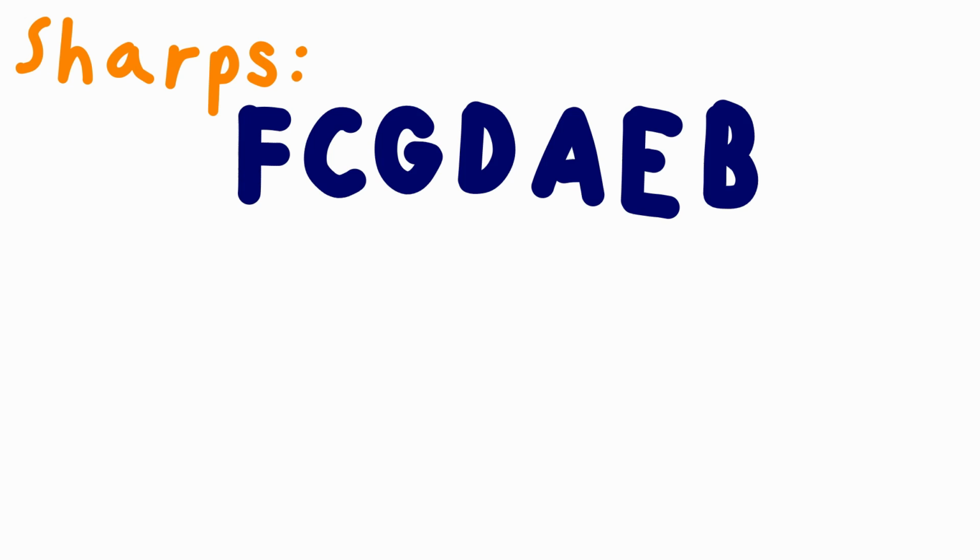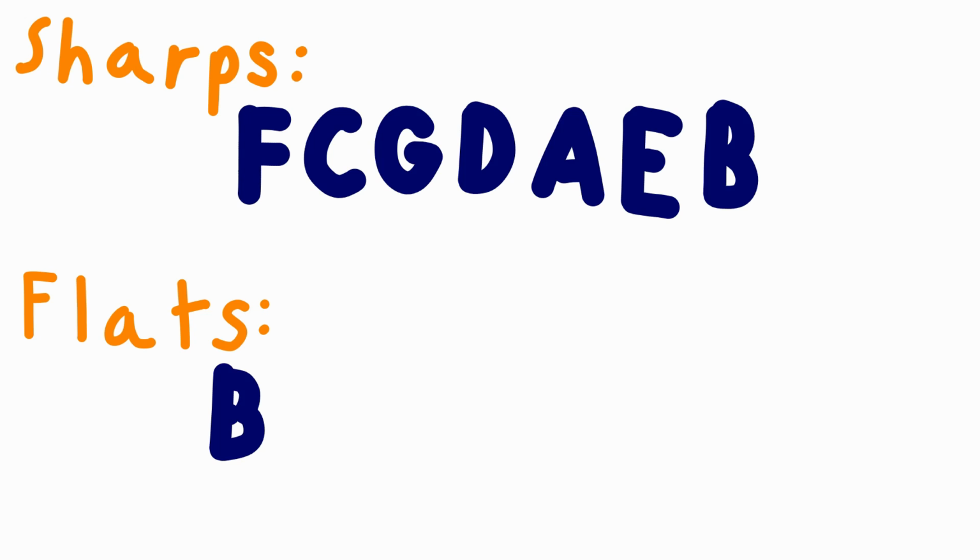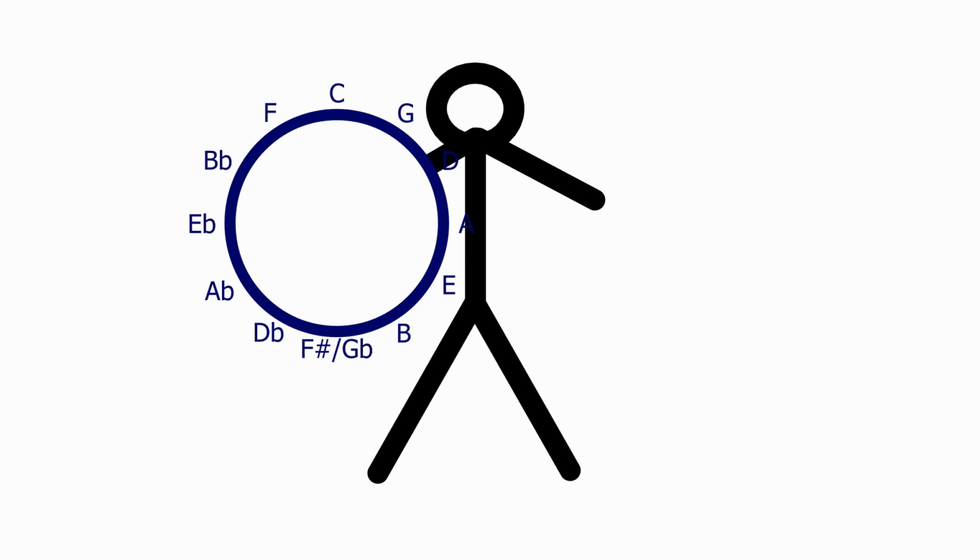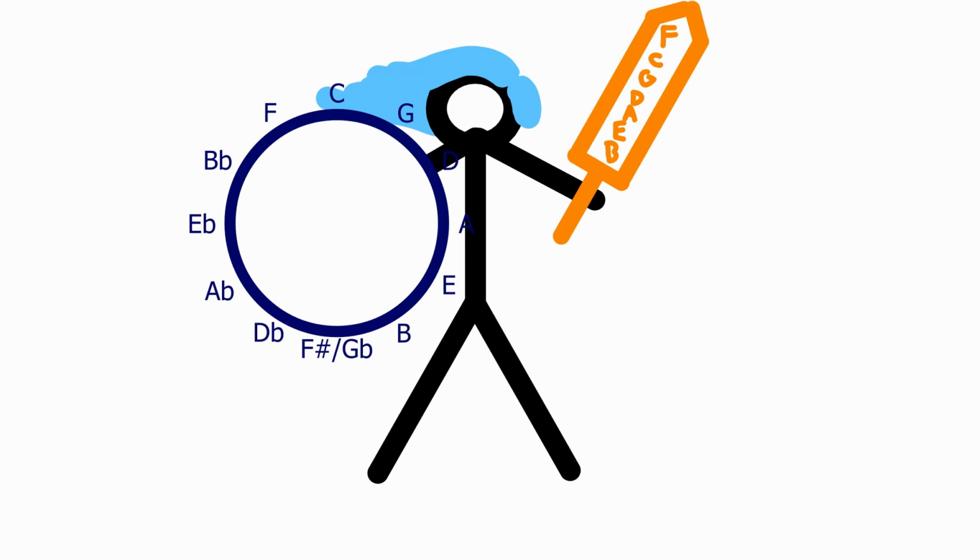Now you know the number, but not which ones. Sharps always occur in this very natural and easy to understand pattern. F, C, G, D, A, E, B. And flats go in reverse: B, E, A, D, G, C, F. Armed with the circle as your shield and your F, C, G, D, A, E, B sword, you are ready to slay any key signature.